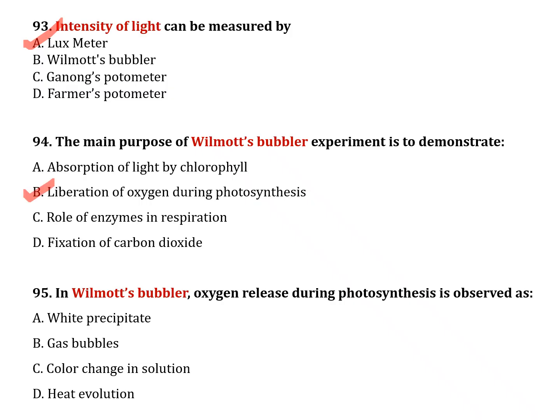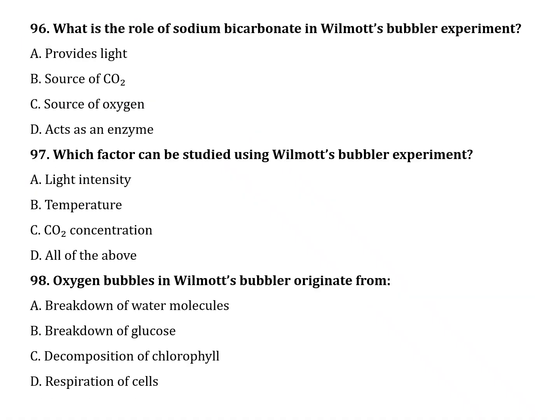The next question, number 95. In Wilmot's bubbler, oxygen released during photosynthesis is observed as option A, white precipitate, option B, gas bubbles, option C, color change in solution, option D, heat evolution. Correct answer is option B, gas bubbles.